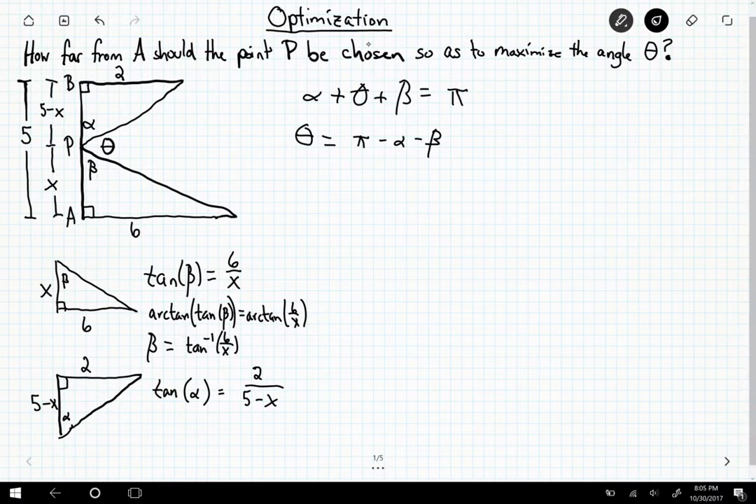Now, trying to solve for alpha, what do we have? Same thing: you can take an arctangent on both sides. I'll just cut out that middle step there.